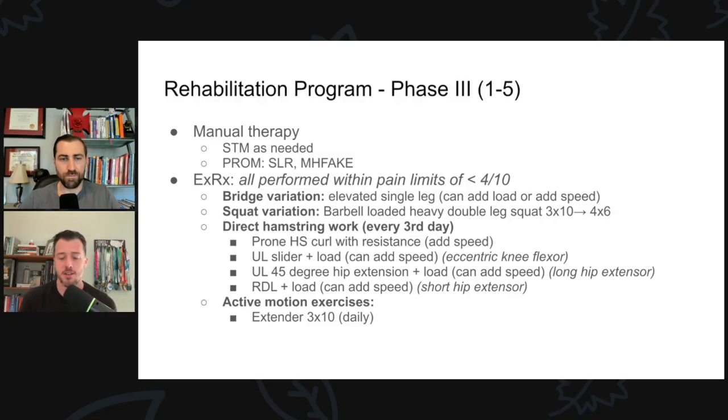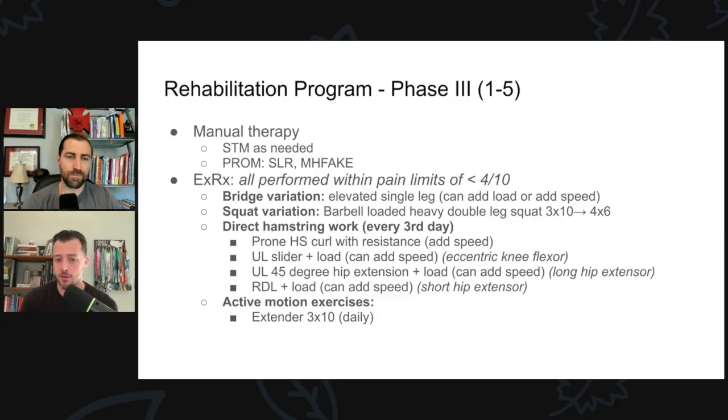Our squat variation, I think at this point, we could be doing heavy barbell loaded squats, progressing the external load over the course of time, maybe decreasing the reps and adding more weight. Our direct hamstring work, we could be doing a prone hamstring curl with resistance. We could be adding speed to this or just adding a very heavy eccentric. We could trial some unilateral as well, just to really work that involved hamstring.